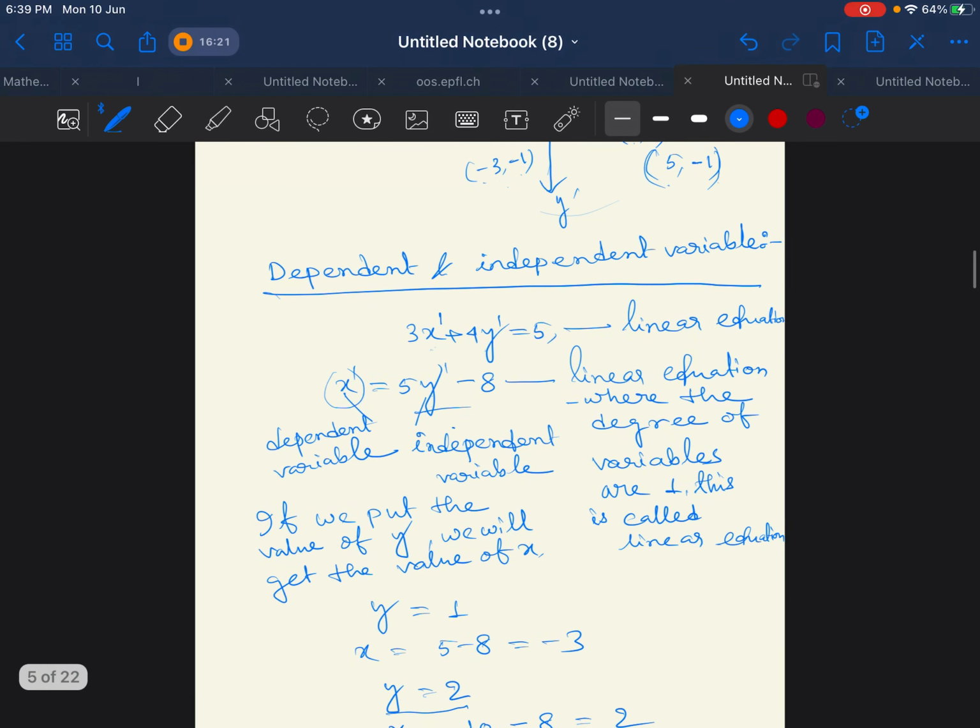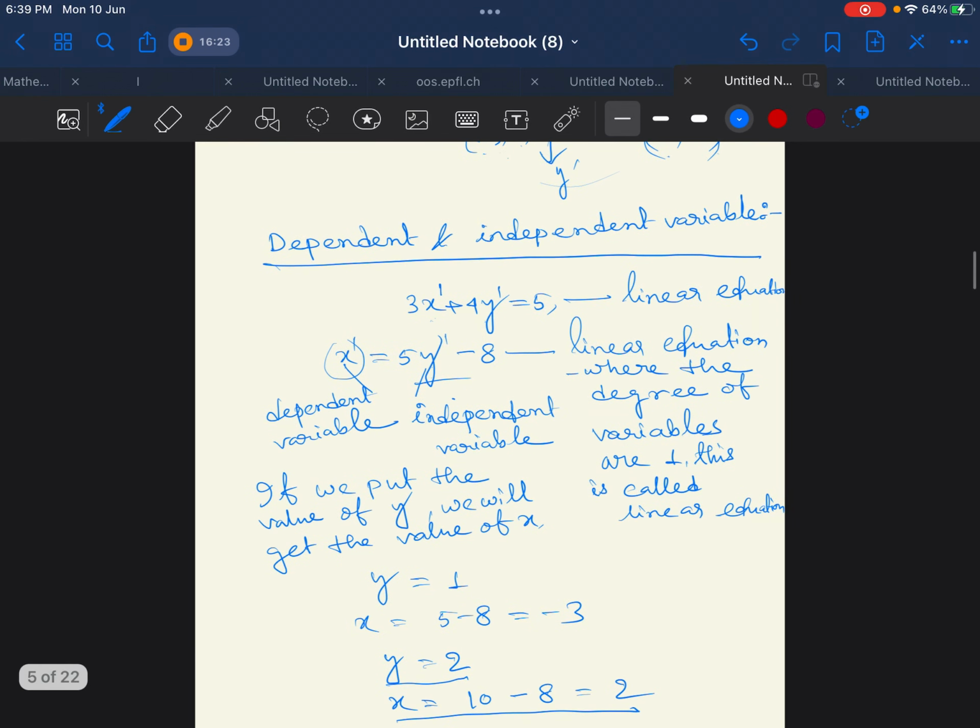So now we have to discuss dependent and independent variables. What is a dependent variable and what is an independent variable? First we have to know what a linear equation is. Suppose we take an equation 3x + 4y = 5 and another equation x = 5y - 8. These two equations are linear equations.